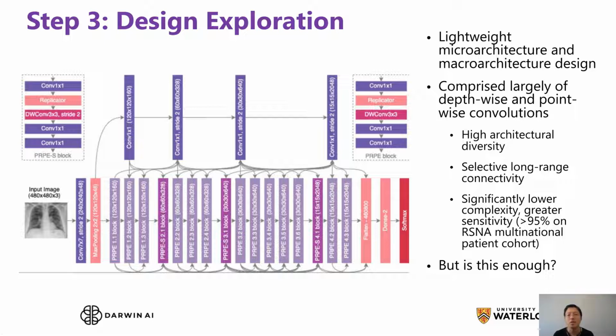It creates selective long-range connectivity to facilitate better training of the models as well as propagation of information through these long-range connections. And so the result is that it allows us to create significantly lower complexity systems compared to what's out there, but while being lower complexity, has actually greater sensitivity. So in this case, greater than 95% on a particular cohort.